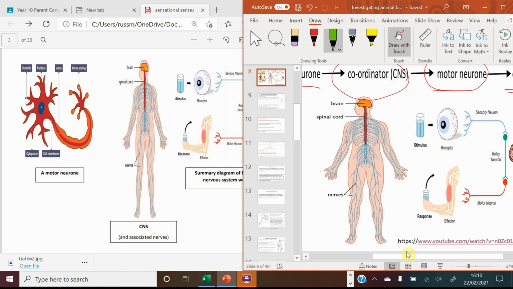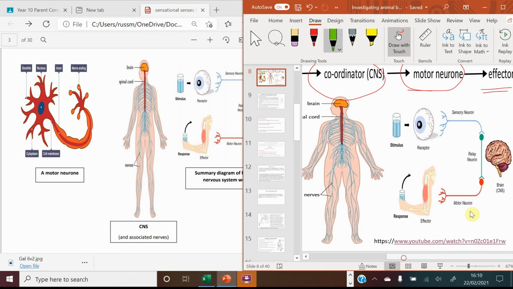So here we have maybe a new one introduced. Here's our stimulus, which would be light. The eye is going to then allow light in, it hits the back, is changed into this electrical signal through the sensory neuron, and it goes to the brain, the central nervous system, as we said.